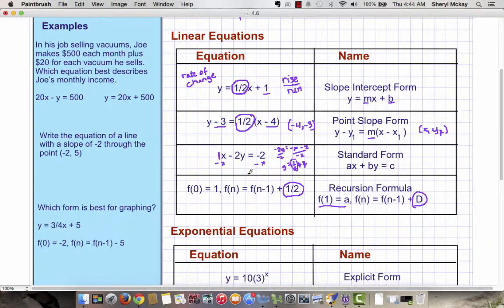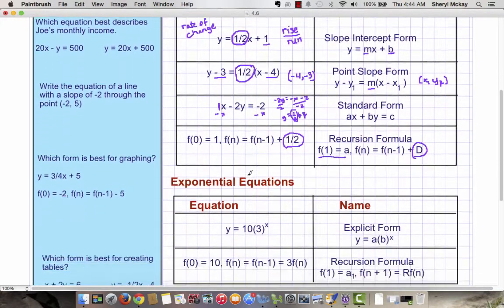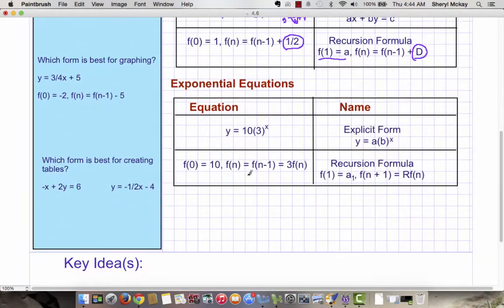So we've learned 4 different forms of linear equations or linear functions. Now let's talk about exponential functions. We've learned 2 different forms of exponential functions. We have an equation that's an explicit form that looks like this: y equals 10 times 3 to the x power. And really, that x needs to be right there in front of the 3. It's not 10 to the x power, it's just 3 to the x power.